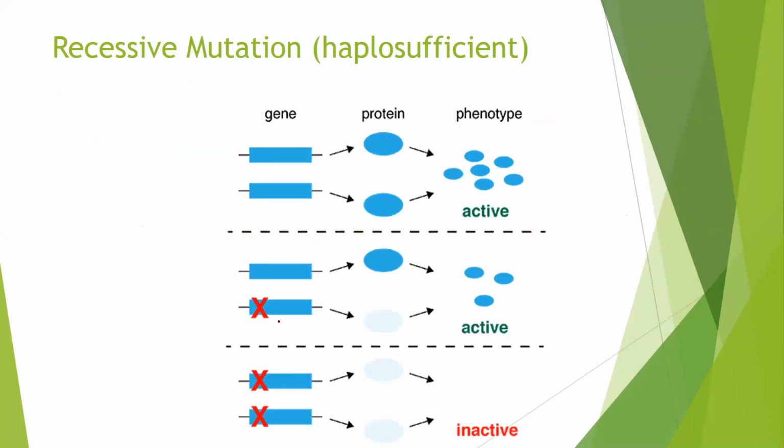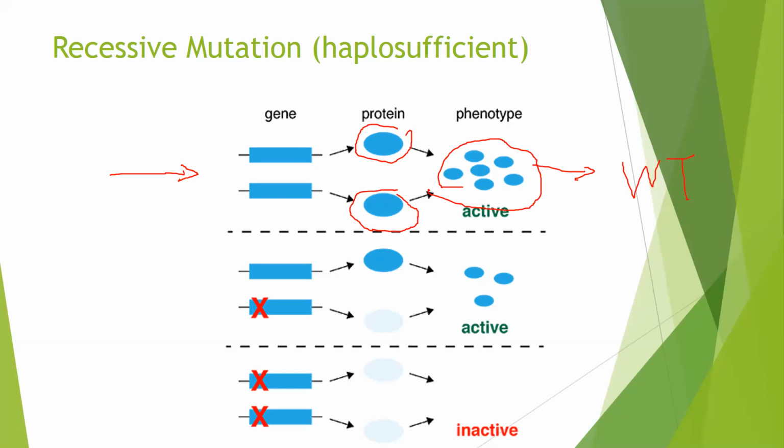Okay, so let me give you an example. This is a very simple model to show the recessive mutation, which is the autosomal recessive, and which corresponds to haplo-sufficient. All right, so why is that? Because this is the normal individual who has two functional alleles, and each of these two functional alleles can produce some protein, the normal protein, and the aggregation of those proteins will produce the wild type phenotype.